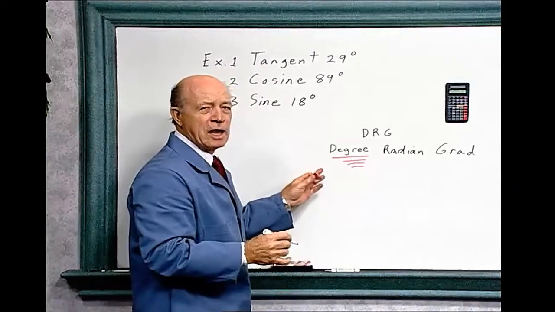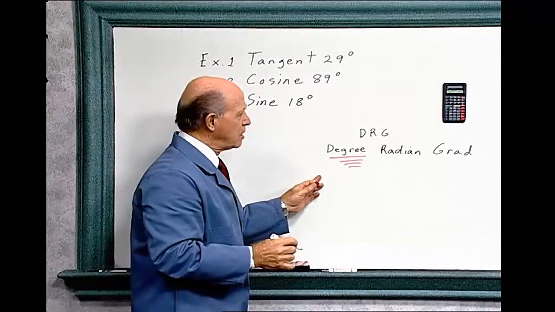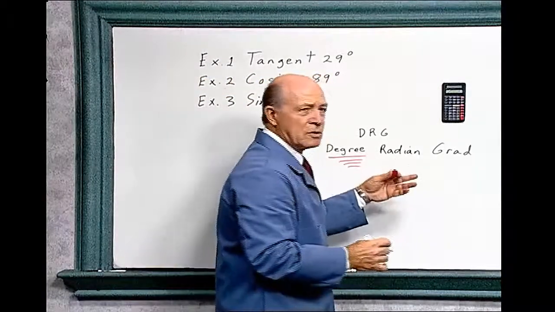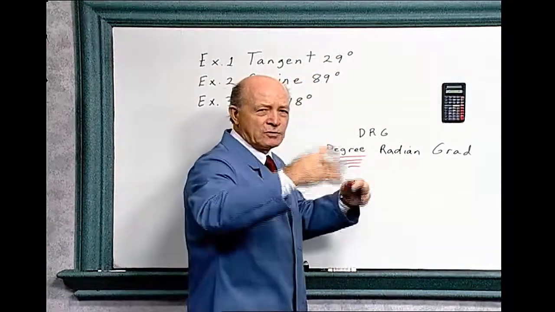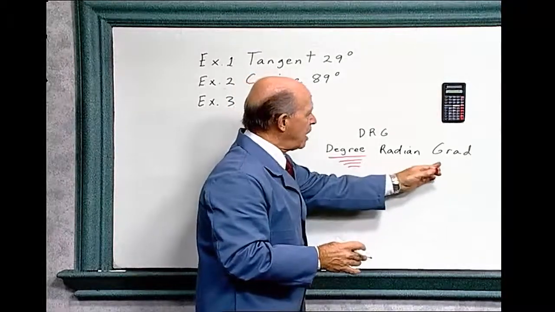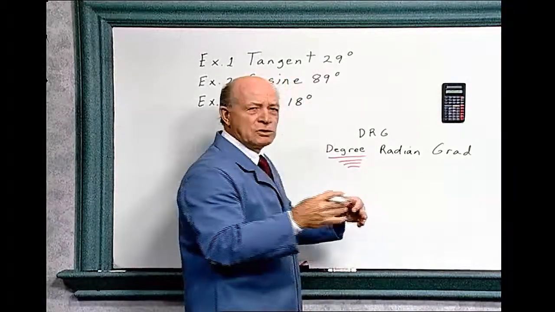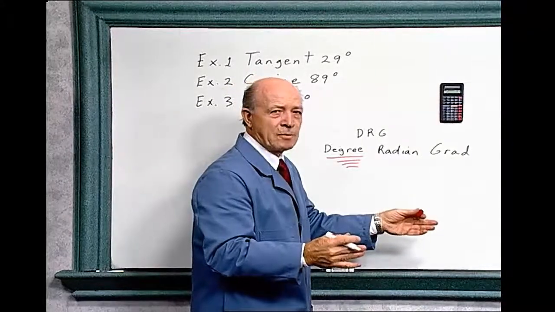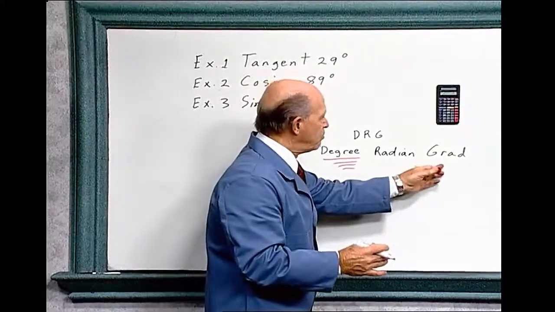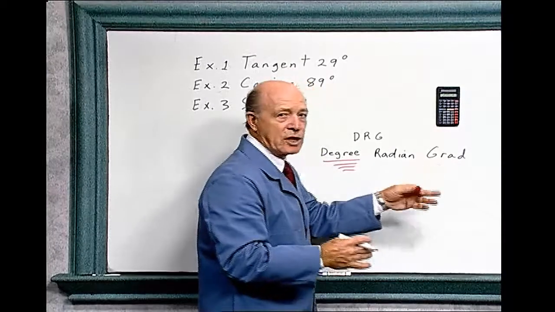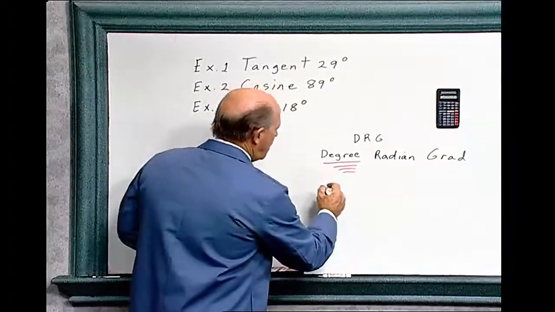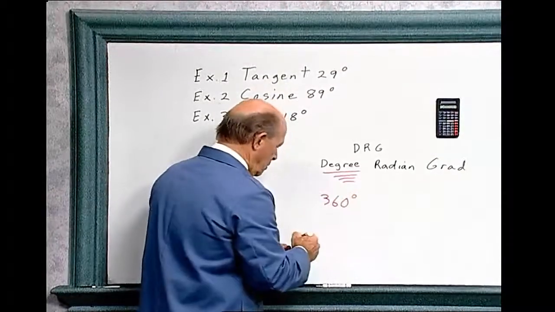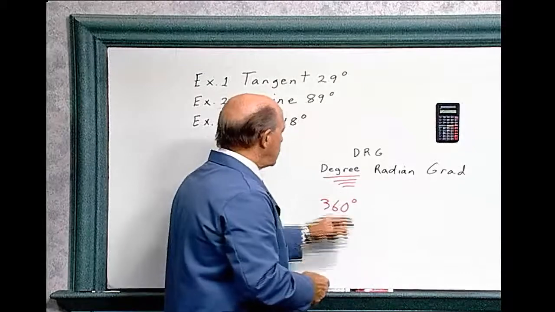Our circle has 360 degrees. Now the radian is more used for higher mathematics, but the grad is used sometimes in Europe where a circle has 400 degrees. And so if you press the number over here for a grad, you're going to get a wrong answer, because we work off a circle that has 360 degrees. So make sure your calculator is always on degree.